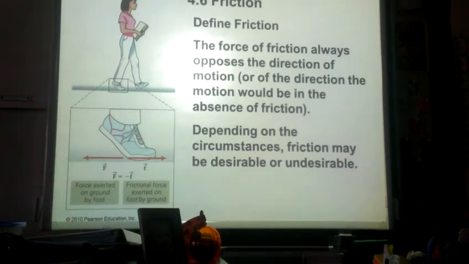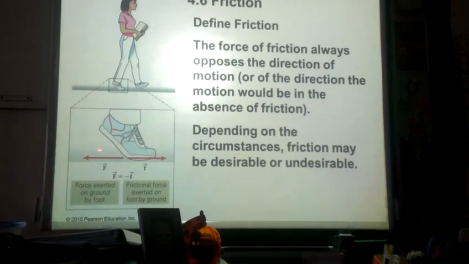So let's make sure that we get that kind of clear. The only reason that we walk is because of friction. If we didn't have friction, we wouldn't be able to even walk. So for example, let's look at Carol. Let's assume this is Carol. Carol is trying to walk here, and she clearly can.